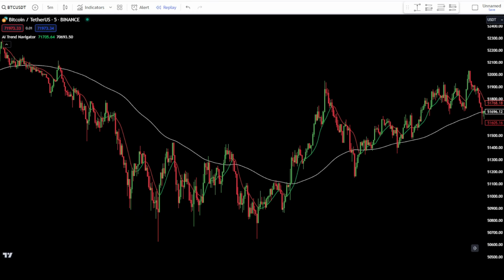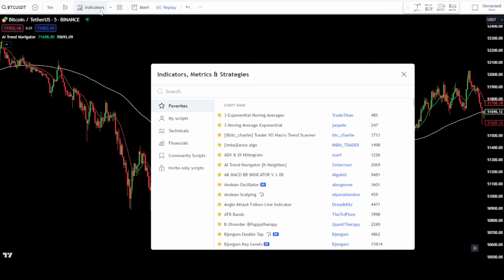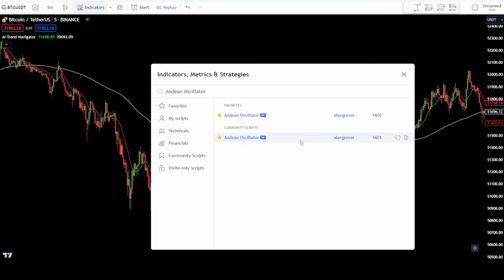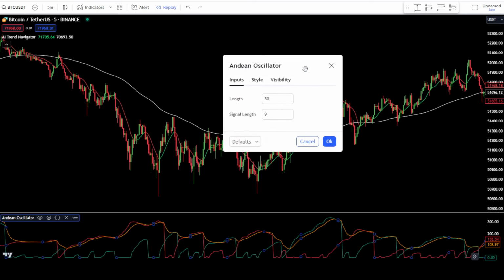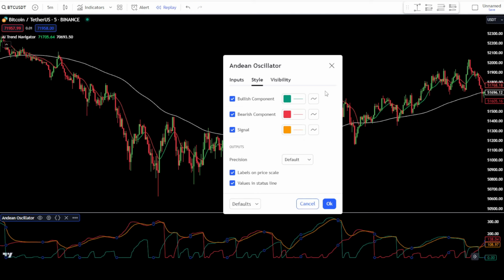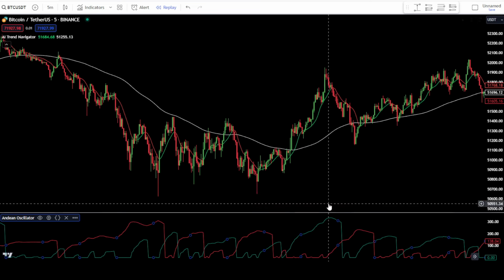Now, let's introduce the second indicator that will serve as a signal filter for entering positions. Go to the Indicator Search tab and type in Andean Oscillator. Choose the Andean Oscillator by Alex Grover. Then, enter the Andean Oscillator settings. In the Input tab, leave the settings at their default values. Now, go to the Style tab. Under the Style tab, remove the checkmark from the Signal tab. Finally, click OK to confirm the changes.